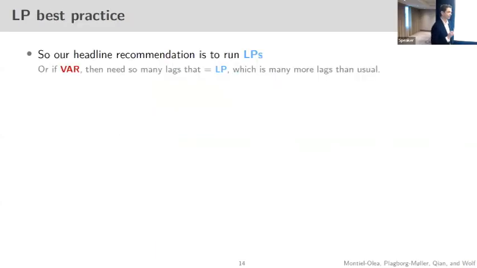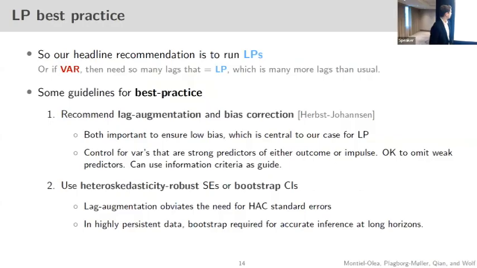So final thing I want to mention, my last slide. So the headline recommendation is to run LPs, as I've said. The paper has a lot of guidelines on best practice, how you want to do this, okay? And in particular, it stresses the importance of lag augmentation, which I briefly highlighted in the talk here, and of bias correction, because the entire point is that you want to minimize bias. And also it has a lot more details on how precisely to construct standard errors, how to bootstrap, and so on. Final thing, what's also in the paper is various intermediate techniques like penalized LPs, Bayesian VARs, and so on.